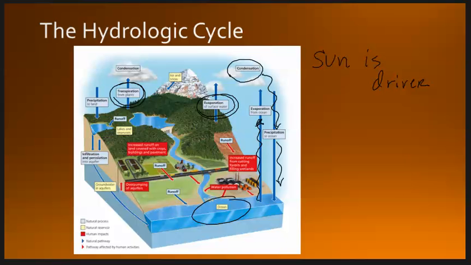Some precip falls as rain. Some precip falls as snow, and it can accumulate into ice caps and glaciers. So we have ice and snow up here at high elevations. And if this picture showed a polar landscape, we'd be able to see ice caps that are held up at the poles. It can store frozen water for thousands of years.